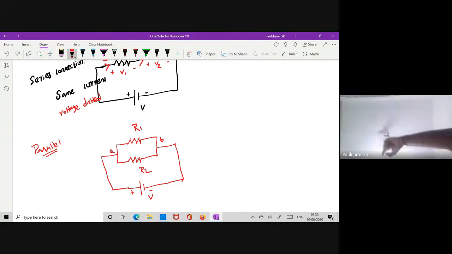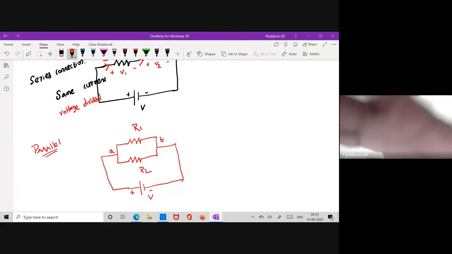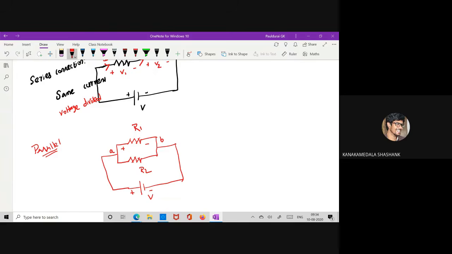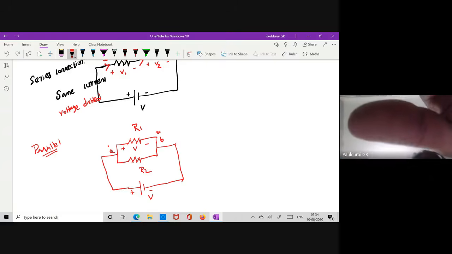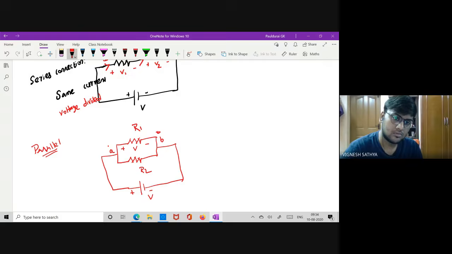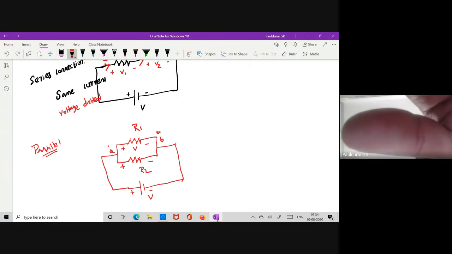Now what is the voltage across R1? I applied some voltage V. This is plus, this is minus. What is the voltage across R1? V. How? Because this is terminal A, where my positive is connected, and this is terminal B, where my negative is connected. This is nothing but V actually. Now what is the voltage across R2? Here also this is actually V. So the voltage is the same, right?